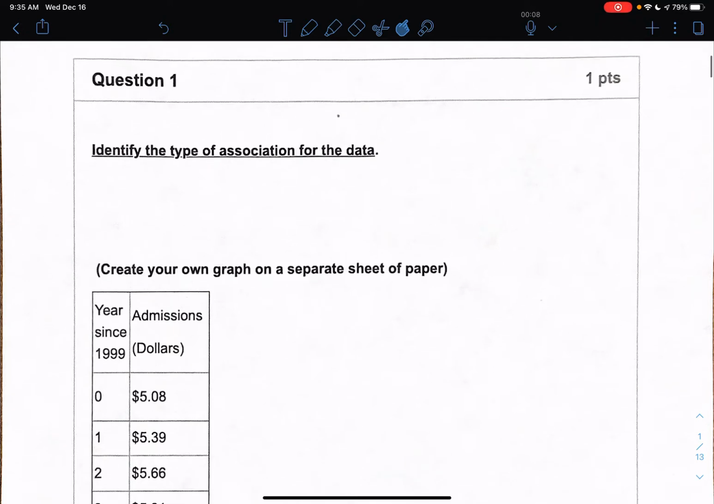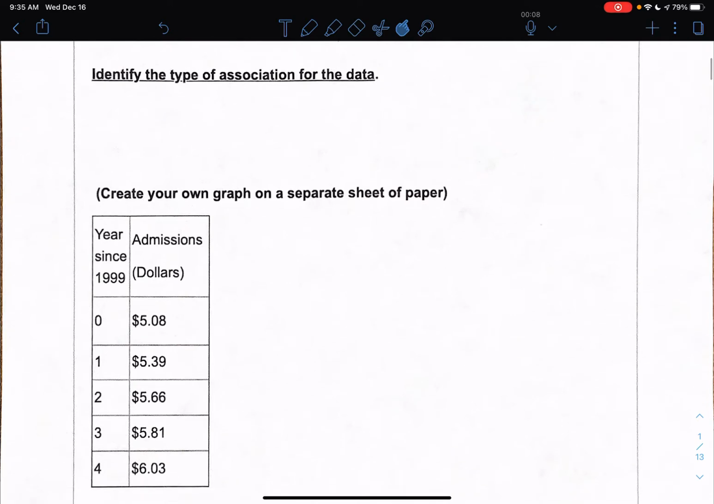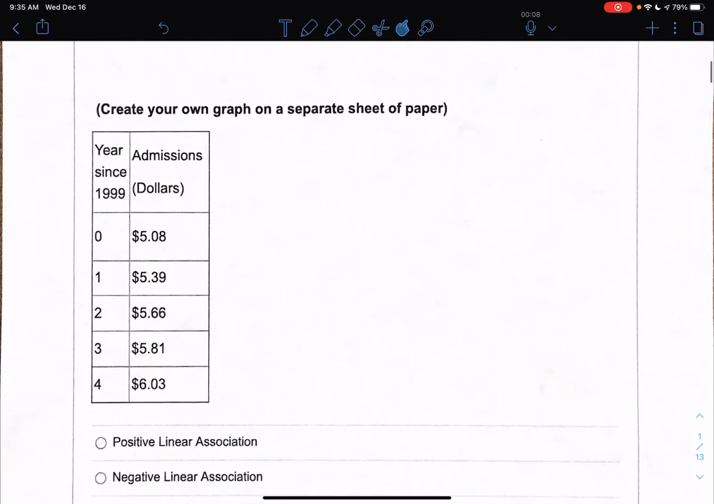Now, with question number 1, it is asking me to identify the type of association for the data and create your own graph on a separate sheet of paper. So you are going to have to use a graph on the test, and we're going to go ahead and create one really quickly. Okay, now when we are creating our graph, we need to make sure that we are labeling our x and our y axis appropriately. Meaning, if I look at this table right now, I have to figure out, hey, which one's going to be my x and which one is going to be labeled as my y.